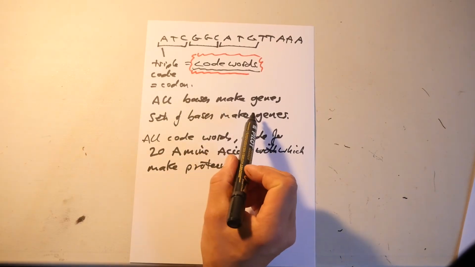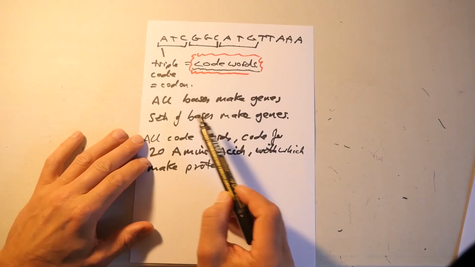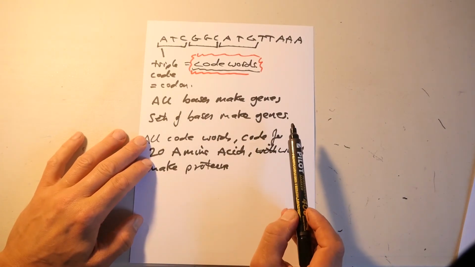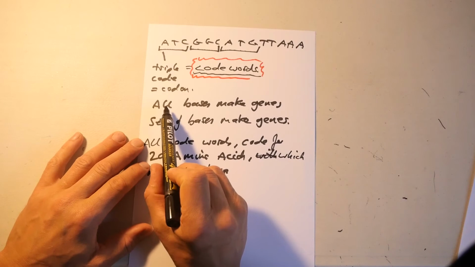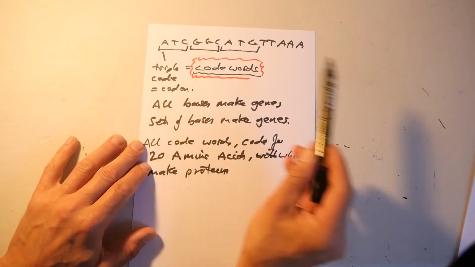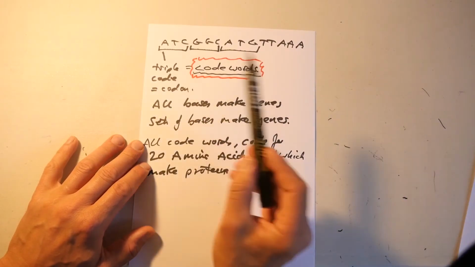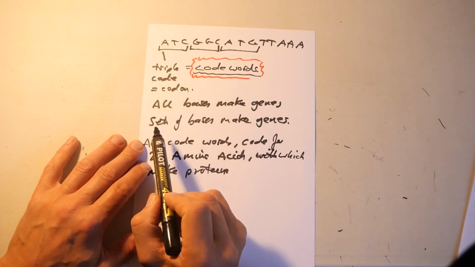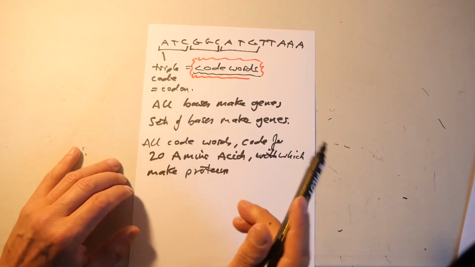It's actually that sets of bases make genes. I didn't mean that all the bases in the entire human genome or animal genome or plant genome make genes, but some of them make genes and some of them do not, okay?